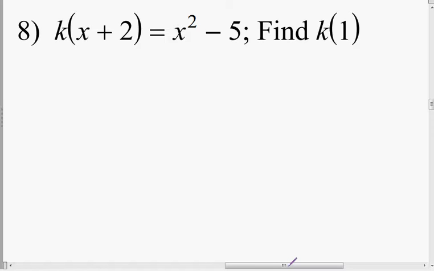Okay, now that you've worked problem number 8, coming back, we want to find k of 1. So I have k of 1 equals, and I don't know what x is, but I know that when I add 2 to x, I will get 1. I want k of 1. I need to make x plus 2 equal to 1.